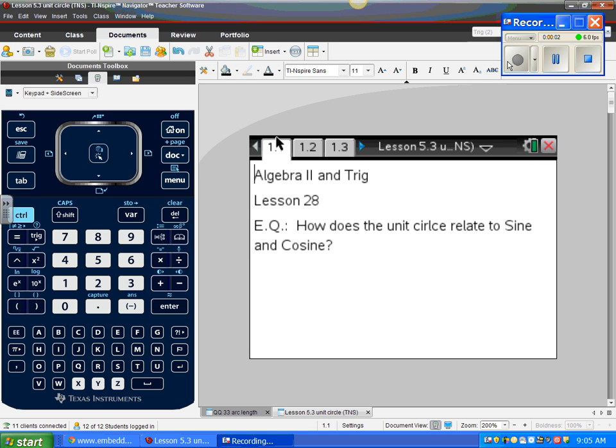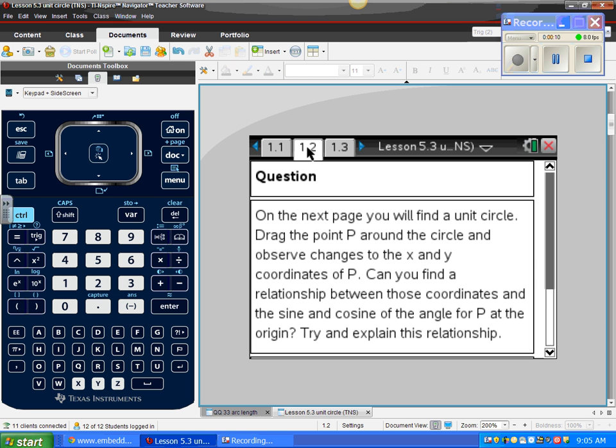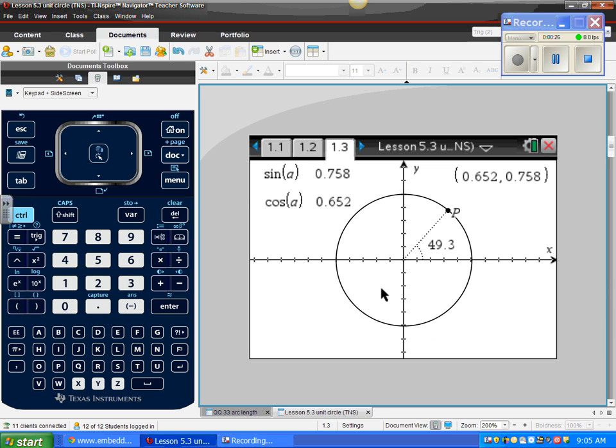What we're going to be talking about today is how the unit circle relates to our graphs of sine and cosine, or sine and cosine in general. On the next page you're going to find a picture of our unit circle. You're going to take point P and drag it around that unit circle. I want you to pay attention to the coordinates of point P and how they relate to sine and cosine.